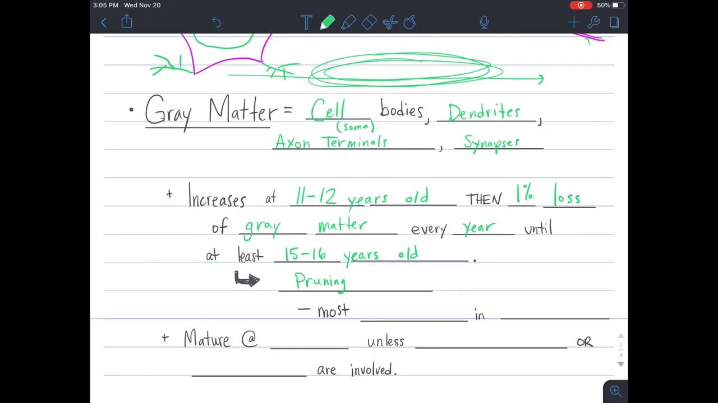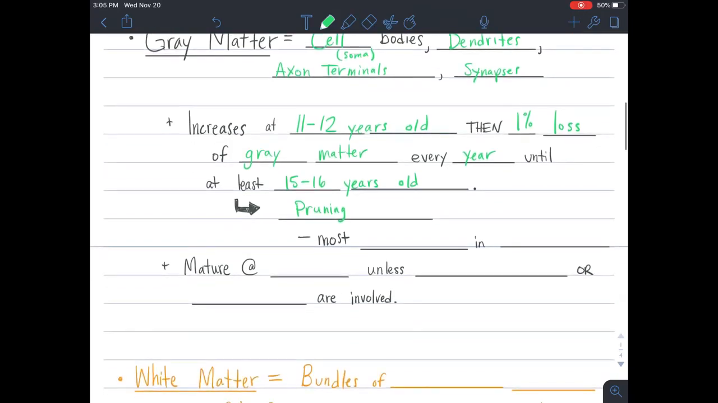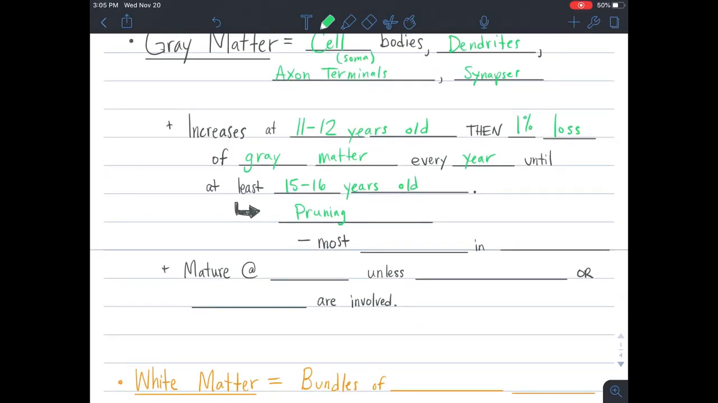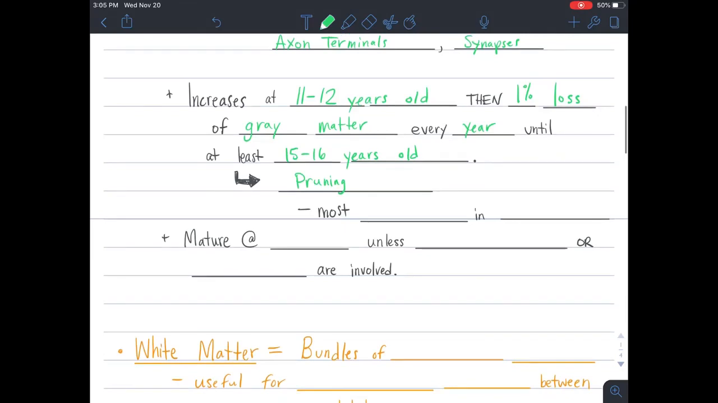So we end up increasing the amount of gray matter or cells in our brain. It flattens out until we're about 11 or 12. It increases at 11 or 12 just for like a year or so, and then it just starts to plummet, and it goes down and down and down until we just have the cells that we use most often, and that's into our 20s that our brain is finally using certain types of cells.